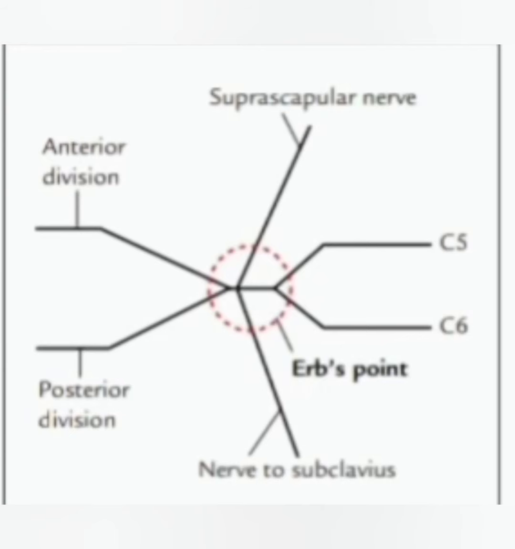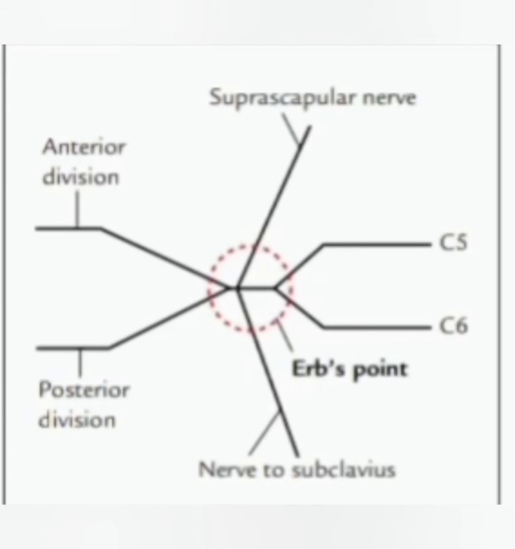There will be extension of elbow due to paralysis of biceps brachii. There will be pronation of forearm due to paralysis of biceps brachii. And finally, loss of sensation due to the involvement of C5 and C6 roots.